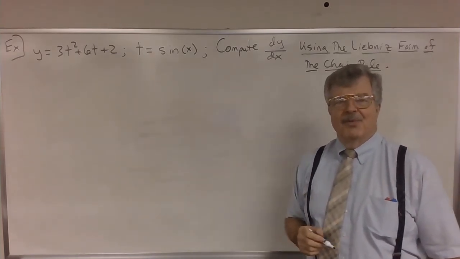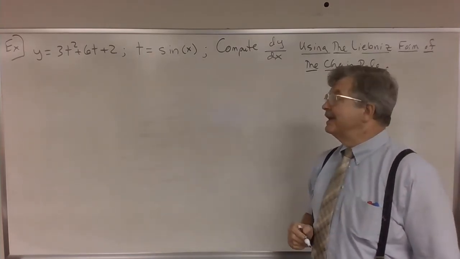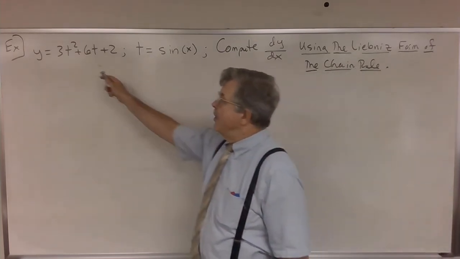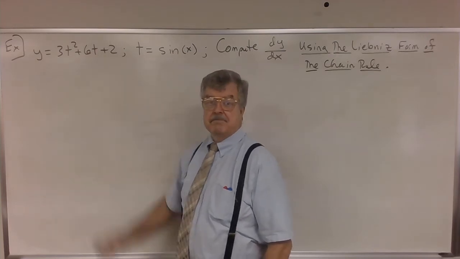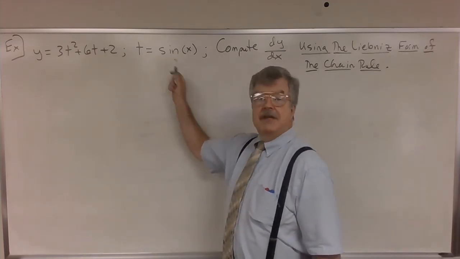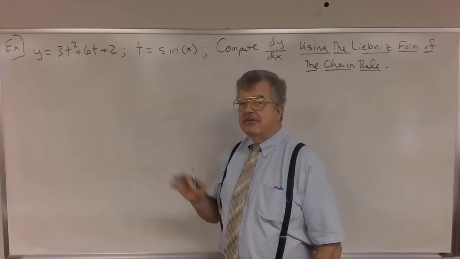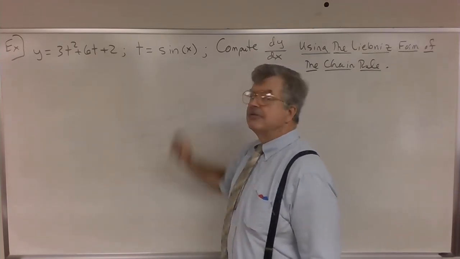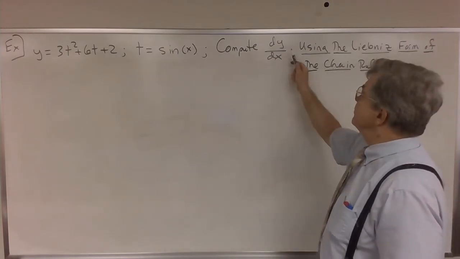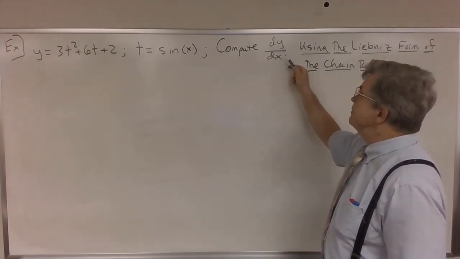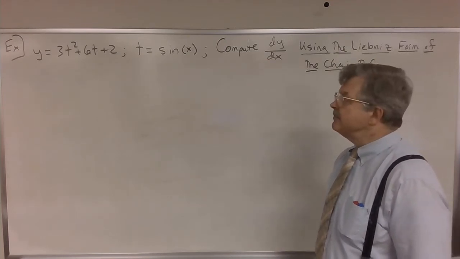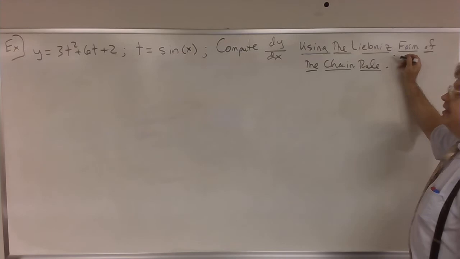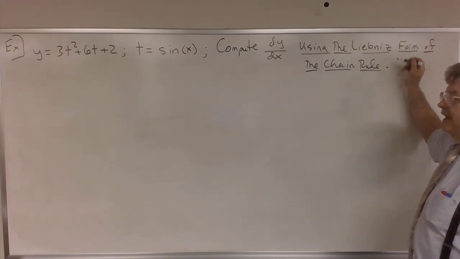Here's a nice one to warm up on. Genuinely a nice one to warm up on. We have y given as a function of t, and we have t given as a function of x. So at least indirectly, y is a function of x. And so it makes perfect sense for us to compute the derivative of y as a function of x. And they want us to do that using the Leibniz form of the chain rule.